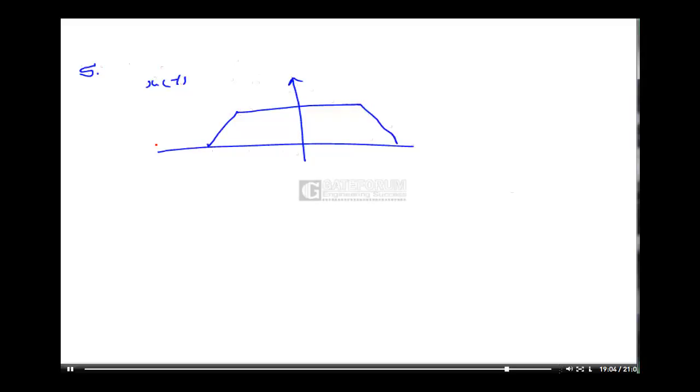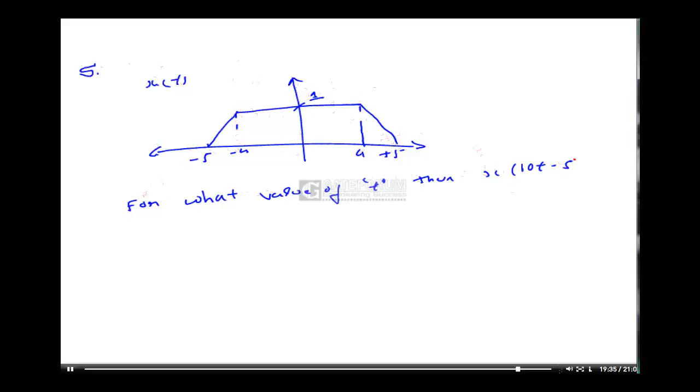One more problem. Waveform x(t) is given as shown, from minus 5 to plus 5, with minus 4 and plus 4 marked. Amplitude is 1. Now, for what value of t will x(10t minus 5) be 0?